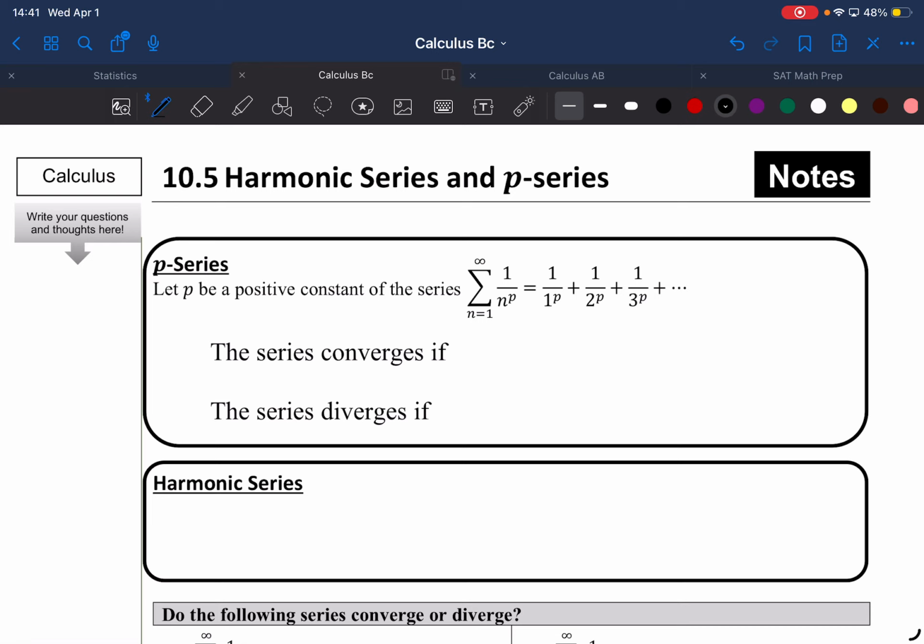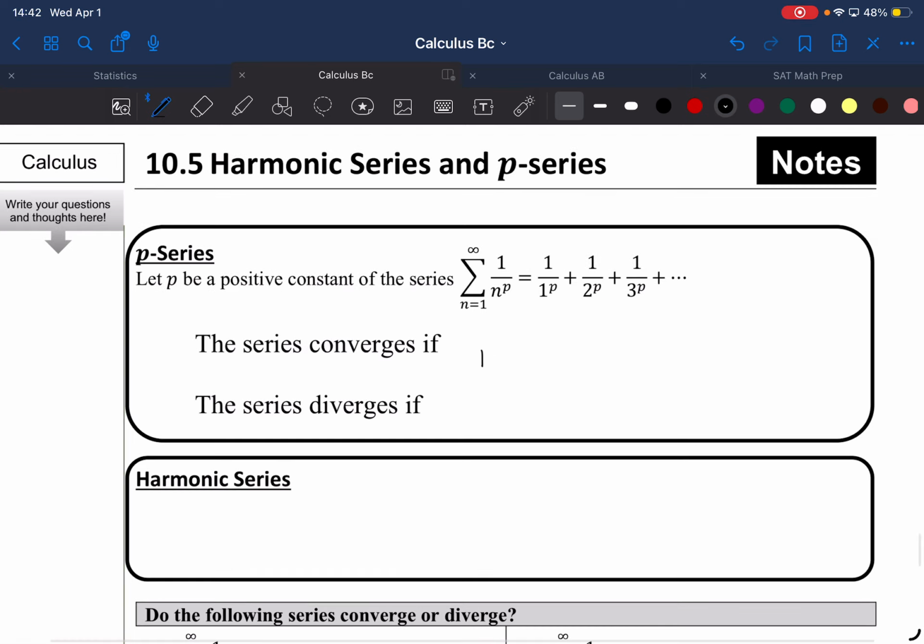Okay, notice it can only be a P series if the exponent P is a positive constant. So it can't be another variable and it cannot be negative. So it says the series converges if our P is greater than 1 and it diverges if P is between 0 and 1. Okay, remember, P cannot be less than 0 because that would make our P negative, and it no longer would fit the conditions for a P series.